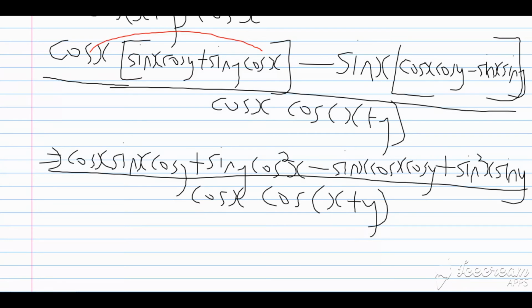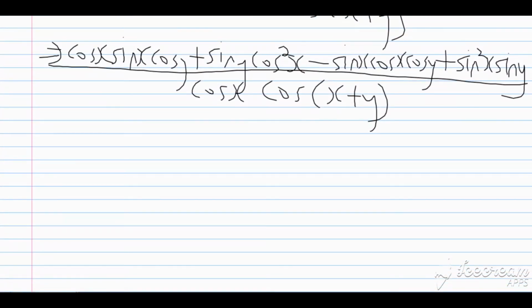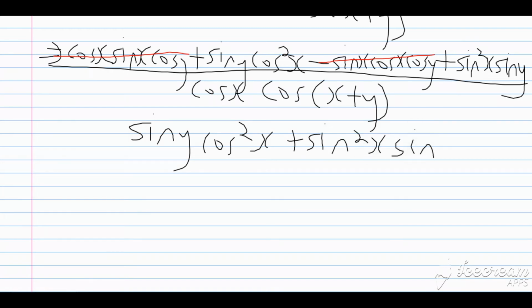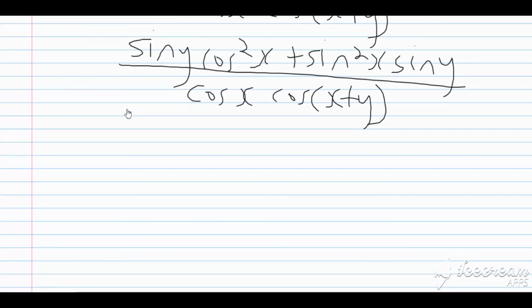plus y. Now let us examine the numerator very carefully, looking for anything that might look alike. And there we go, we have two like terms. So this term would take out that term. All right, what am I left with here? I'm going to have sine y cos squared x plus sine squared x sine y all over the cosine of x times the cosine of x plus y. All right, let me take this down some more.